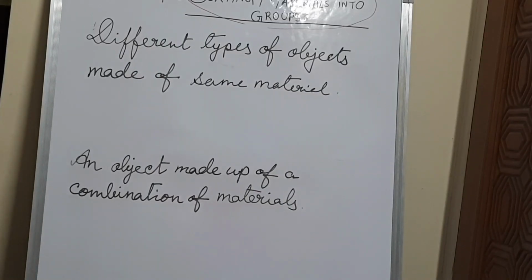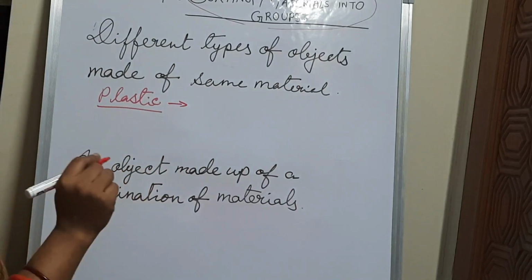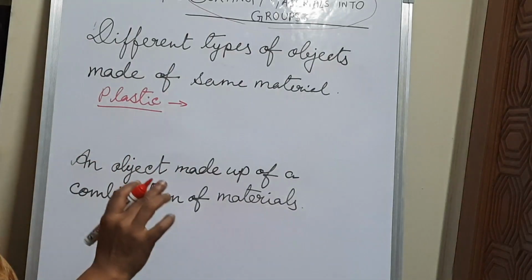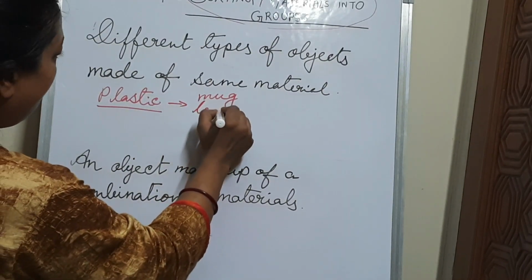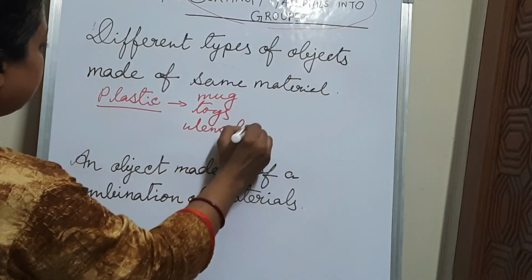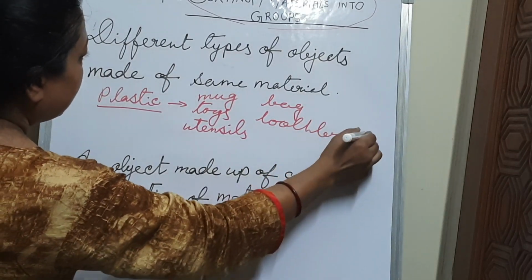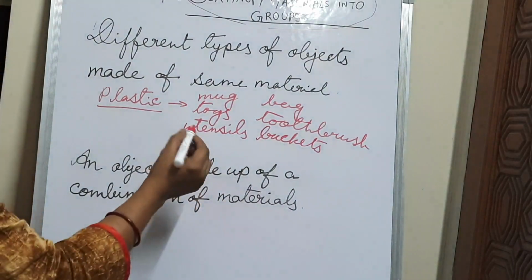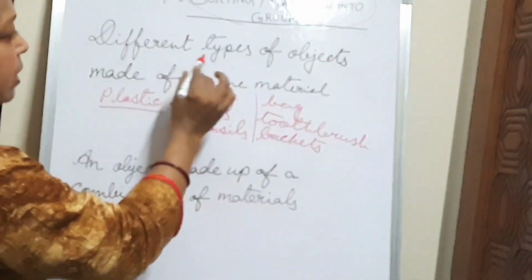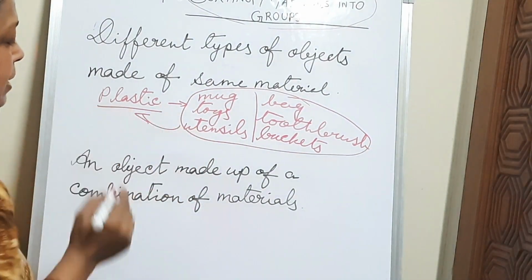Second point is different types of objects made of the same material. For example, plastic is a material, one type of material, and it can be used to make different kinds of objects like mug, toys, utensils, bags, toothbrush, buckets, etc. So this is an example of different types of objects made up of the same material. These are different objects which are made of only one material, that is plastic.